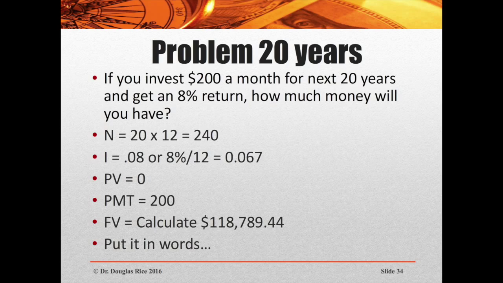The next problem, of course, we're going to make it a little harder on us. We're going to start saving even less, or even later. And so now we only have it for 20 years. So $200 a month for 20 years, we get an 8% return. So we have N equals 240. Everything else is the same. Future value calculated is $118,000.